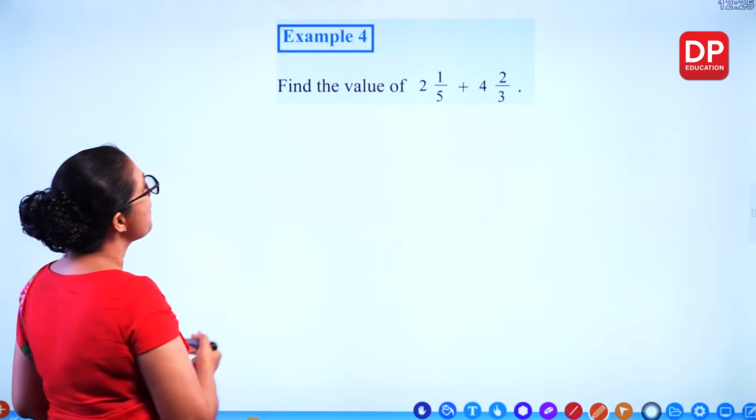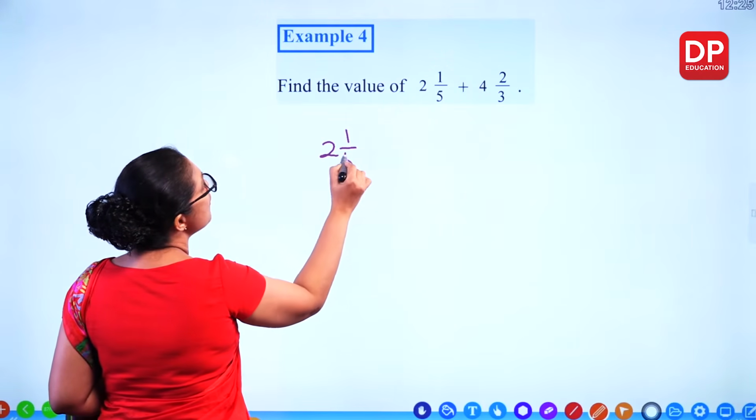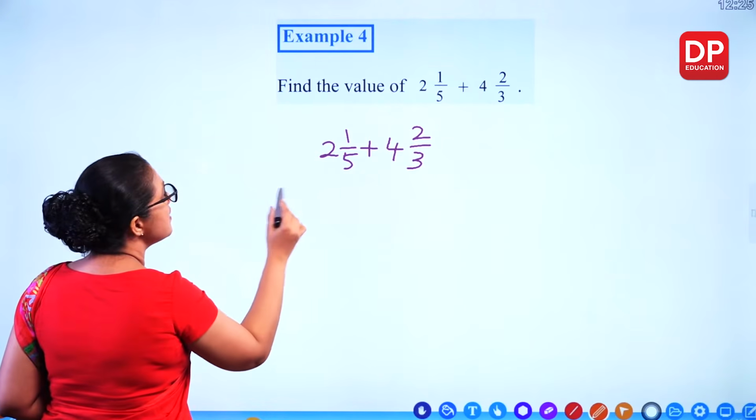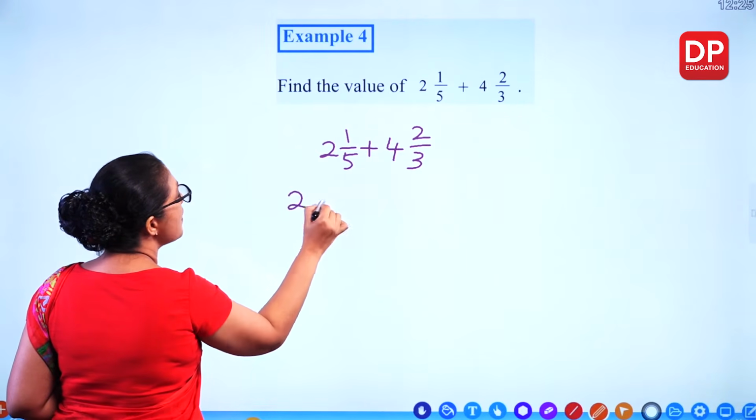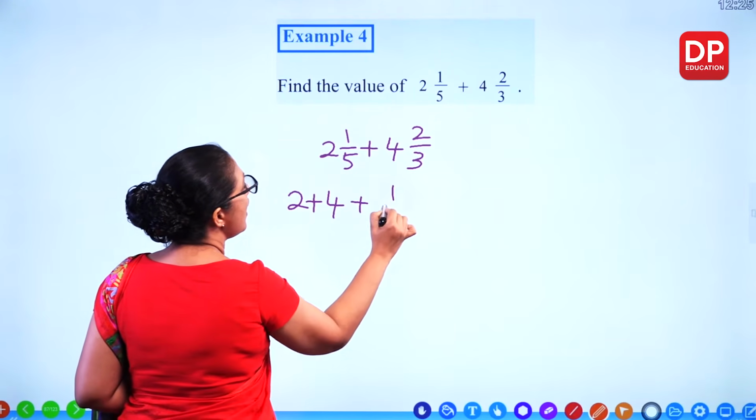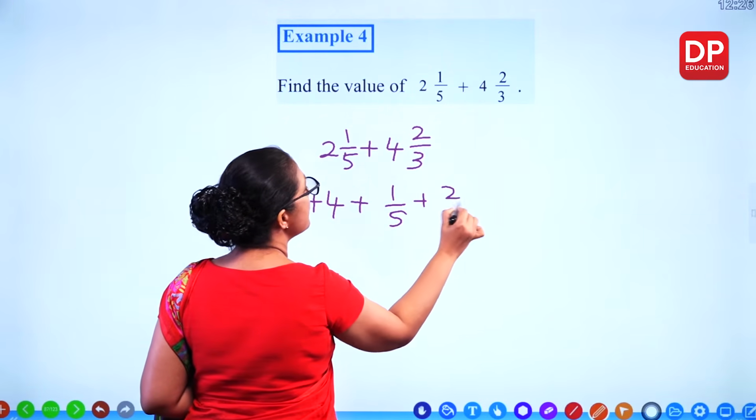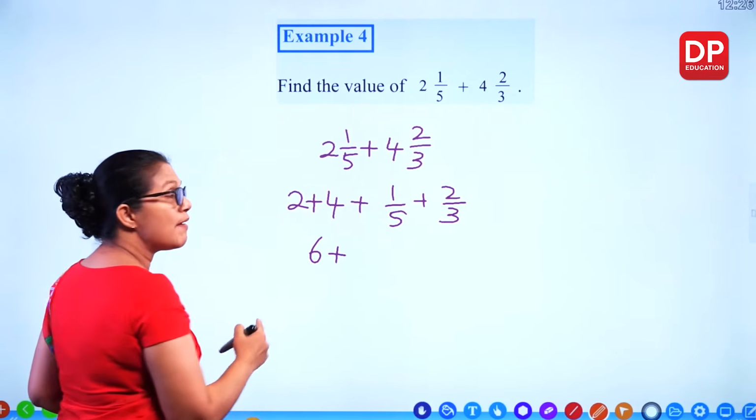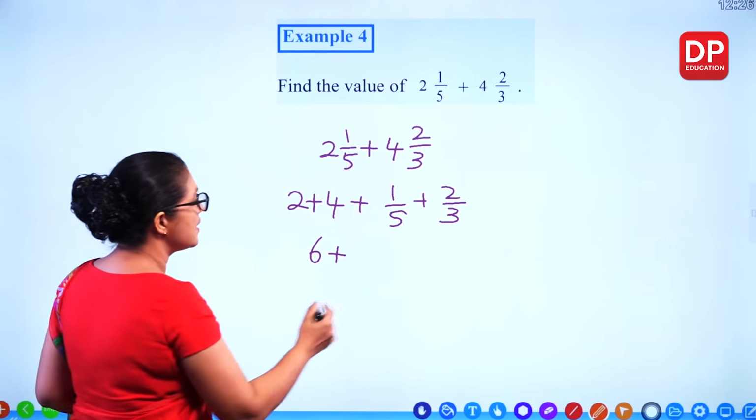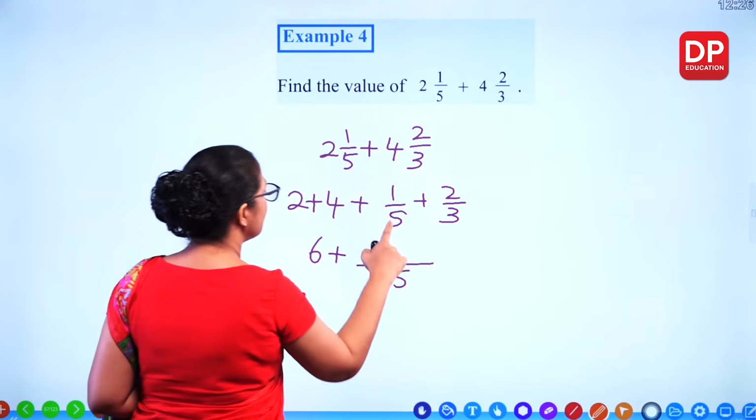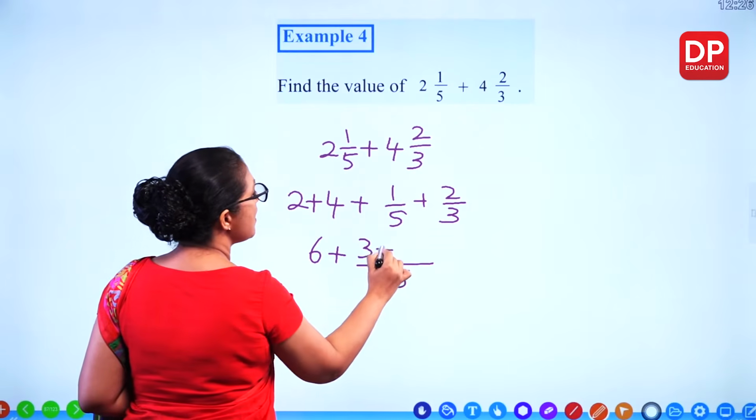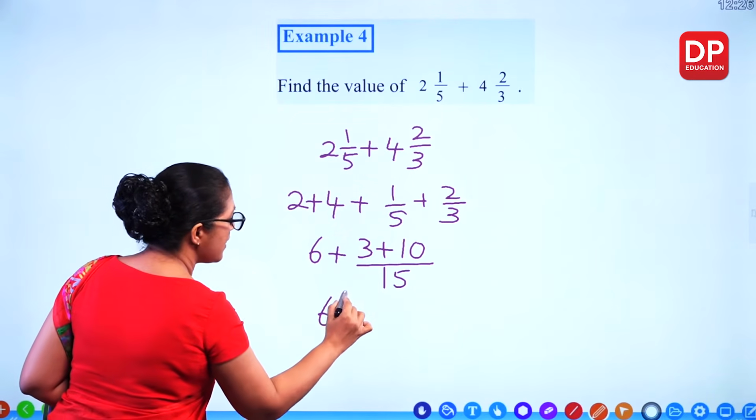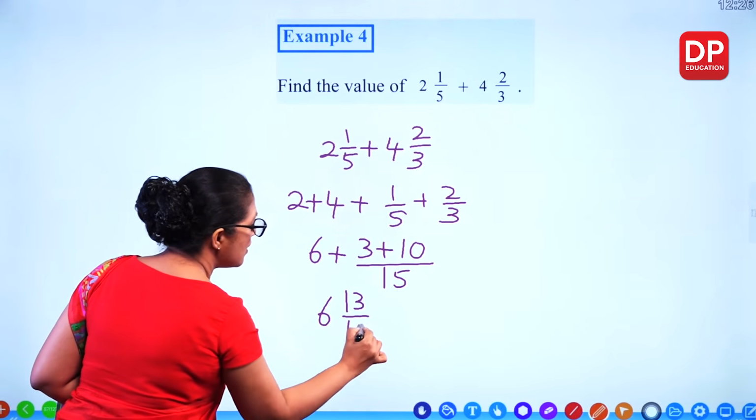Example number 4. 2 and 1/5 and 4 and 2/3. Add the whole numbers separately. 2 plus 4. And fractions separately. 2 plus 4, 6. Here 5 and 3, what's the common denominator? That's 15. 3 times 1, 3. 5 times 2, 10. So you get 6 and 13 over 15.